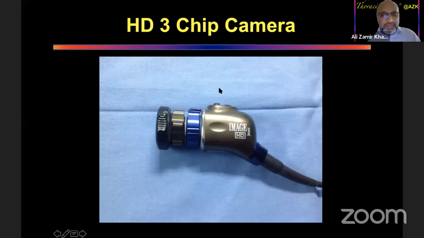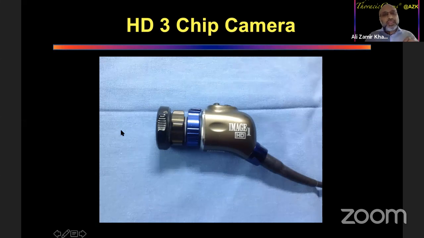Now, what does it mean? What does three chip mean? A single chip means that the RGB, the color red, blue, and green, all three are processed by a single chip. Whereas when you get into three chips, there are three different chips in the system, and the red comes into one chip, the blue comes into one chip, and the green comes into another chip. And so when you get the output, you get more than a million combinations of red, blue, and green. Hence, the quality of the vision improves dramatically.